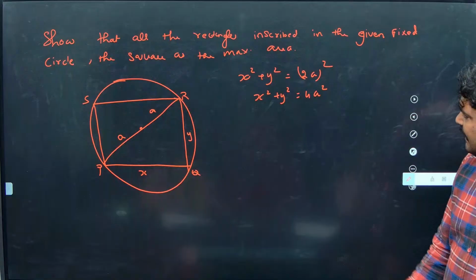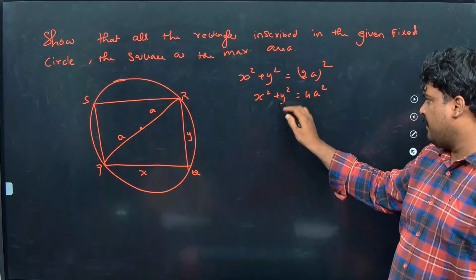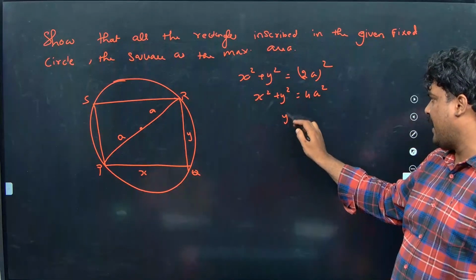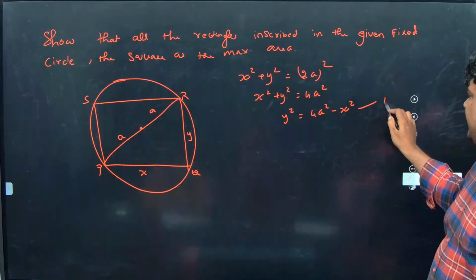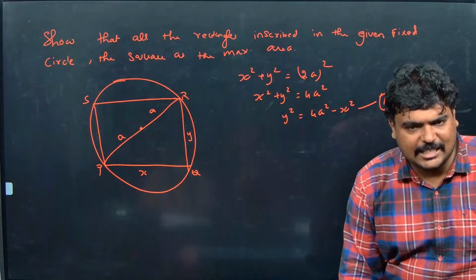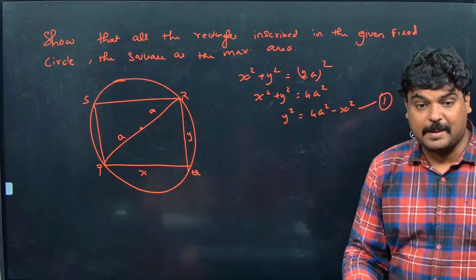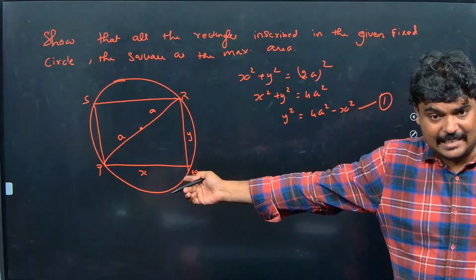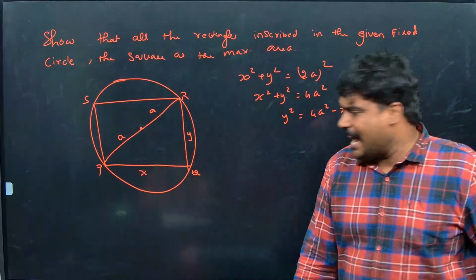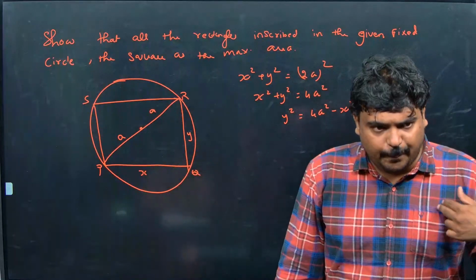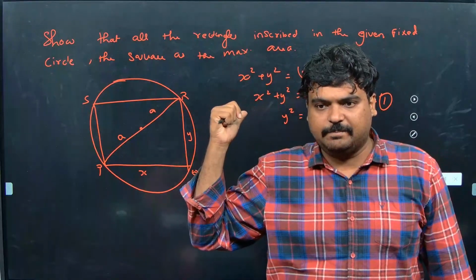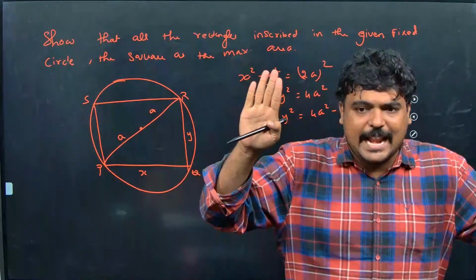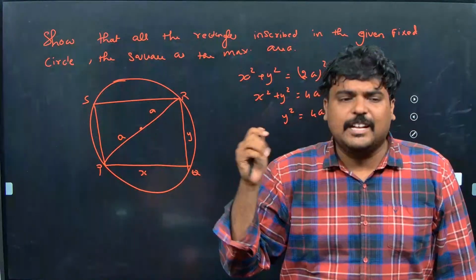Okay. What next I have to do? From this I can get the relation: y square will be equal to 4a square minus x square. This is equation number 1. Guys, what has to be maximum? Area of the rectangle when it is a square. I take an x and y. I want to prove that x and y are equal when the area is maximum. That's what I want to prove.